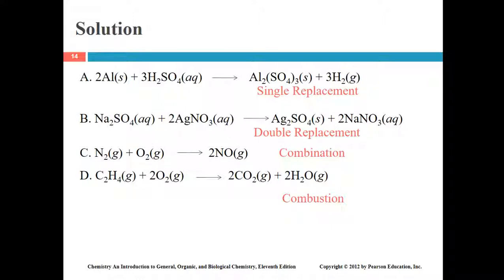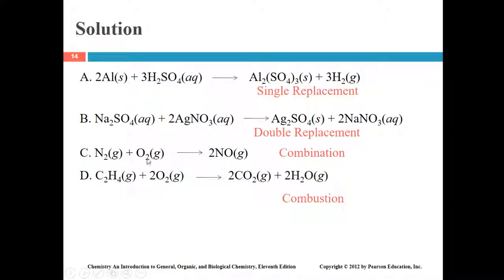Let's look at this. This is a single replacement because we have one element that's going to go in and kick out the hydrogen. So the one element hooks up with the sulfate. Here is going to be double replacement. Why? Because we have an element of this reactant and an element of this reactant that switch partners. So our sodium goes in and kicks out the silver, hooks up with the nitrate, and this silver is going to hook up with the sulfate to form a solid.